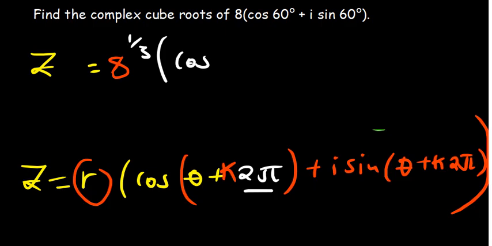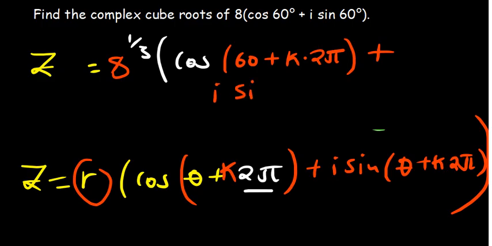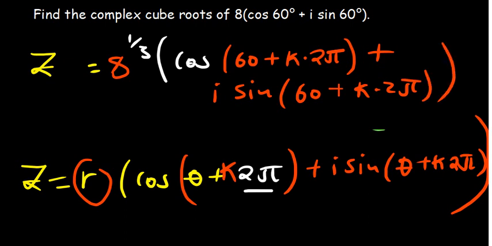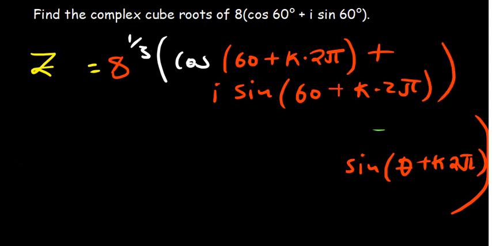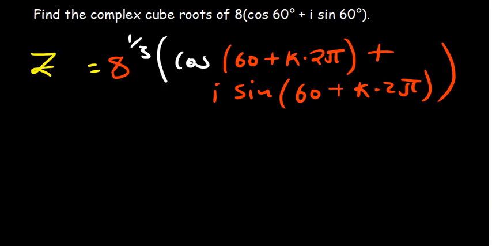Then we have cos. What theta do we have? We have 60 in this case. So cos of 60 plus k times 2 pi, plus i sine of 60 plus k times 2 pi as well. That is applicable as well. At this point, this is just a generalized form of our solution. The third root of 8 is basically 2.